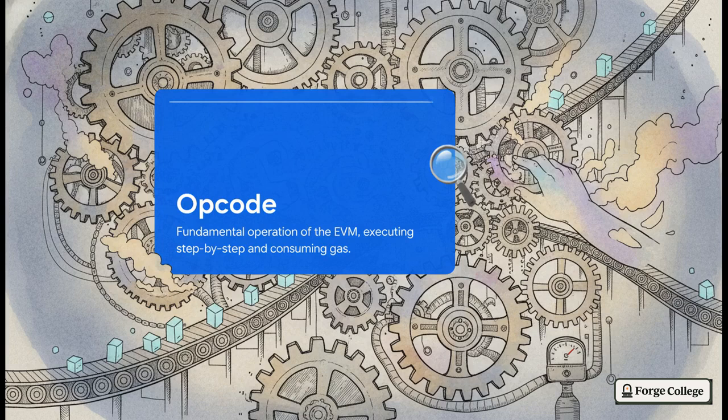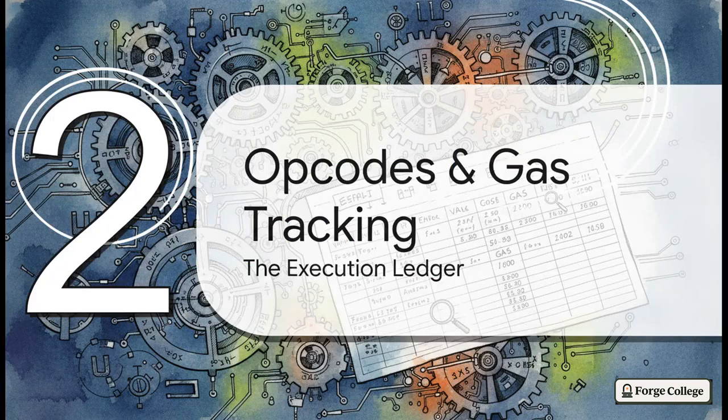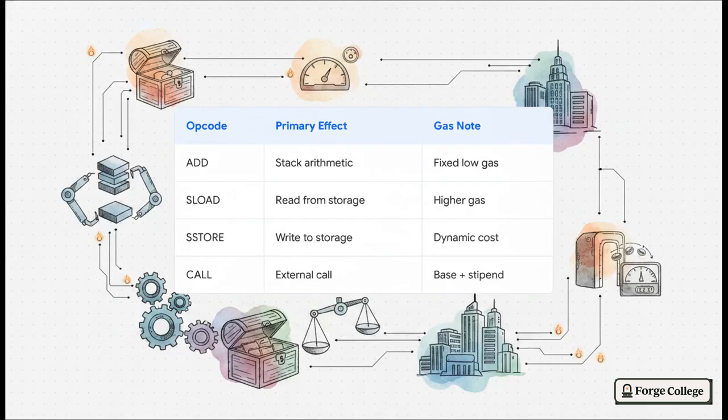Every single time a gear turns, whether it's adding numbers or storing data, it costs gas. There are absolutely no free rides in this factory. Every single action has a computational cost. Section 2. Opcodes and gas tracking. So, knowing that every single gear turn costs something, how do we actually track it?